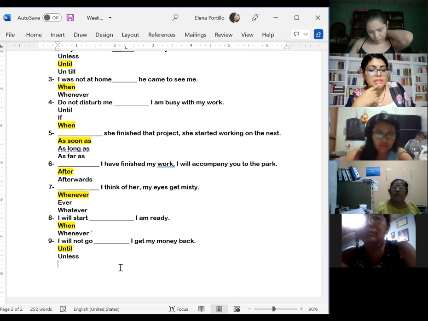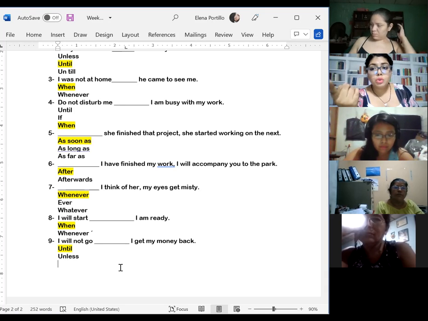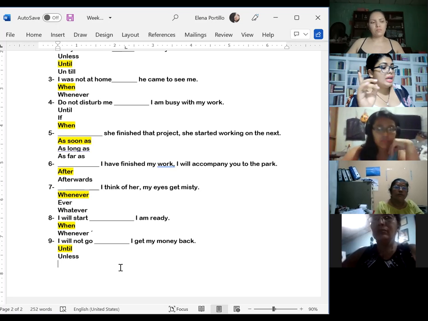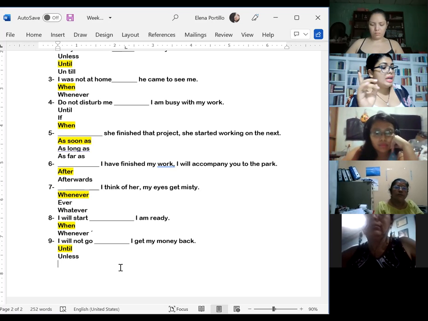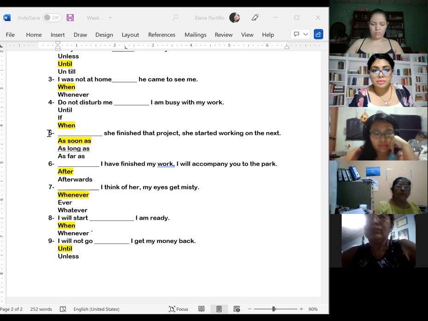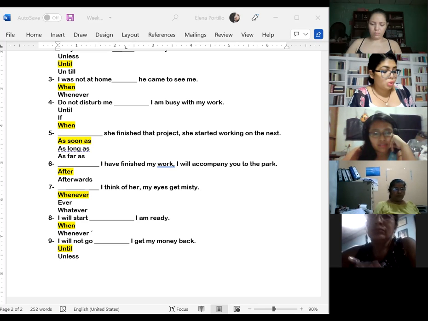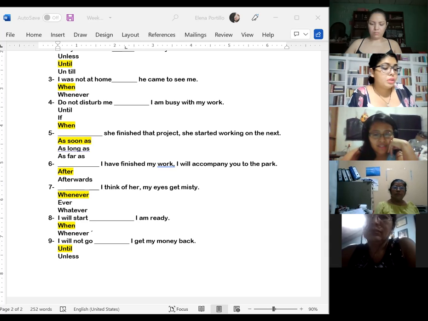sentence number 8. When we are going to talk about something that is yet to happen, que no ha pasado, cuando estamos hablando de algo que va a pasar y que todavía no ha pasado, en el futuro, vamos a utilizar el tiempo presente in this kind of clause, that is the adverb clause of time. En la cláusula del tiempo, del adverb of time, cuando estamos usando esa cláusula, no vamos a utilizar el futuro. In that case, it is like using the present simple or the present time, and then we are going to use the future tense in the main clause.